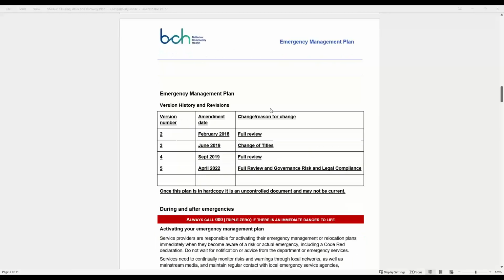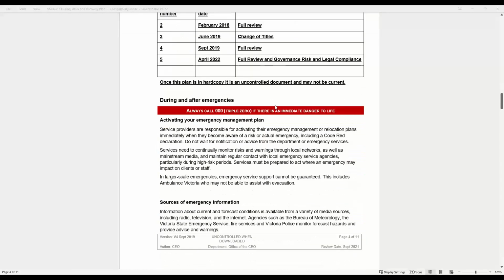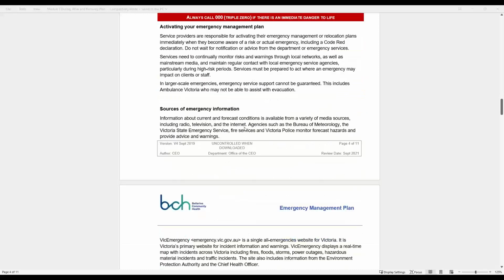So who is responsible for the emergency management plan and the activation of it? Essentially, the service providers are responsible for activating their own emergency management plan, and this is usually done by the CEO or the CEO's delegate. It includes ensuring that where a catastrophic declaration is being made, the notification or advice from the Department of Emergency Services is actually not required. Bellarine can make this decision on its own as well. There are a specific number of steps that do need to occur.